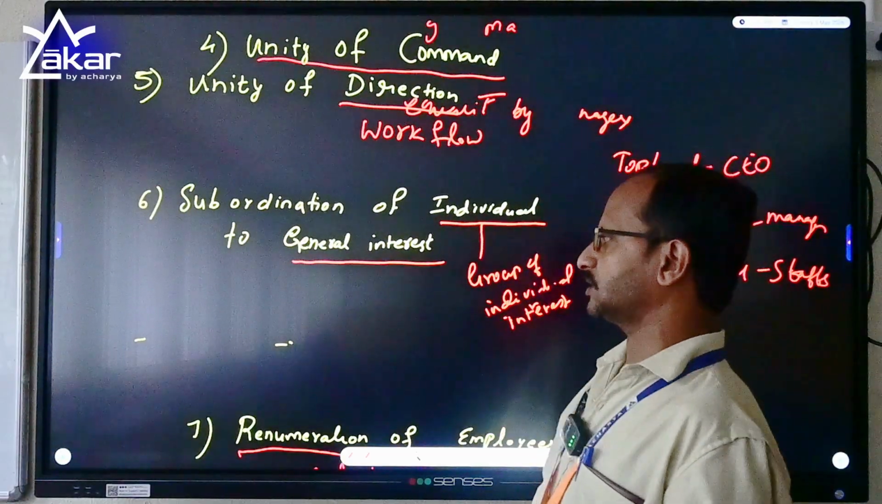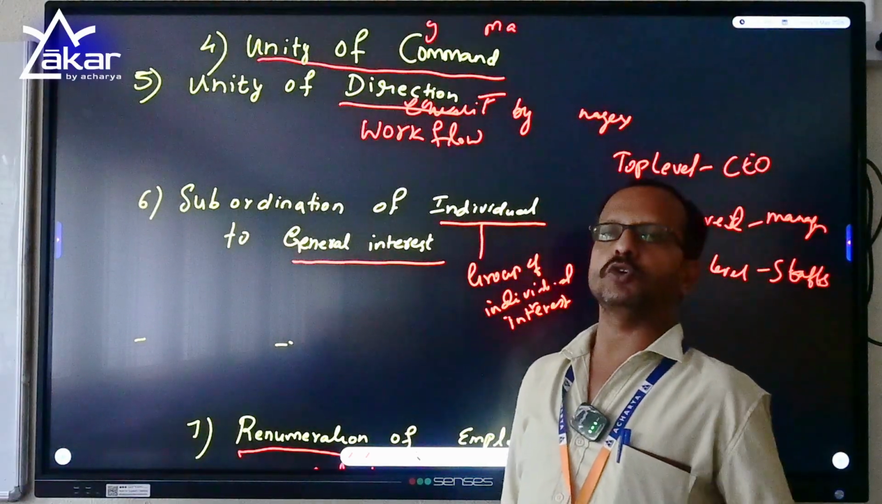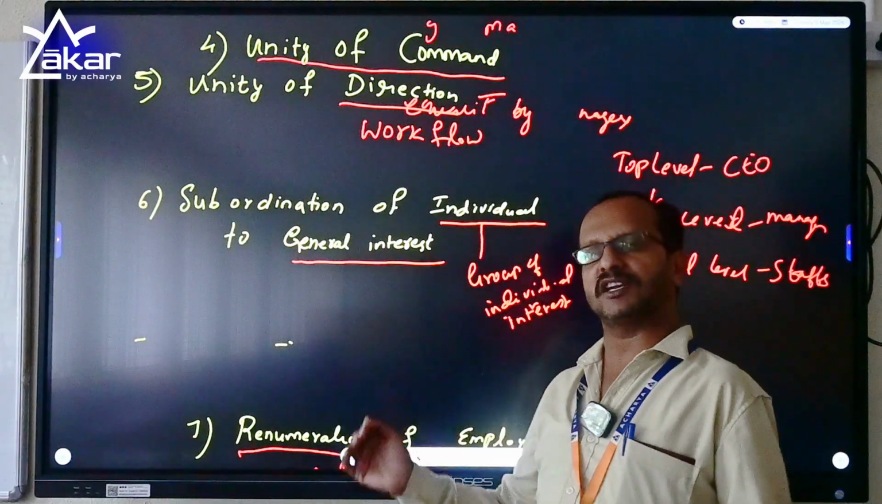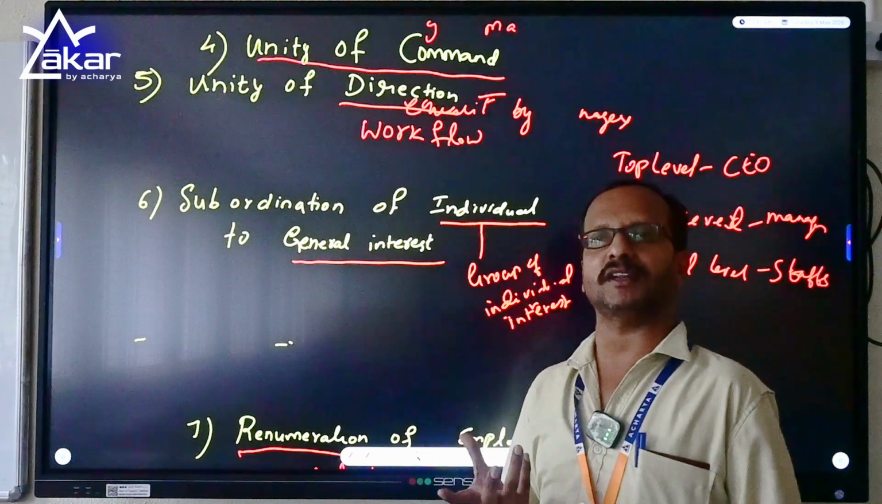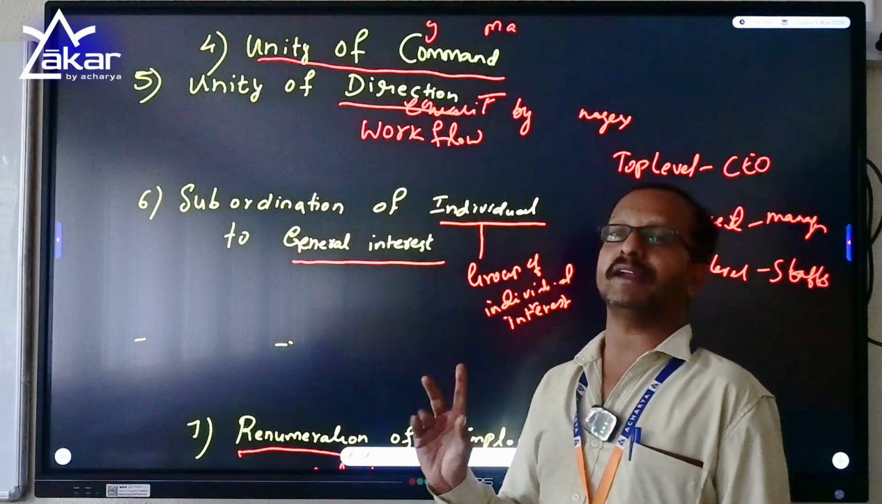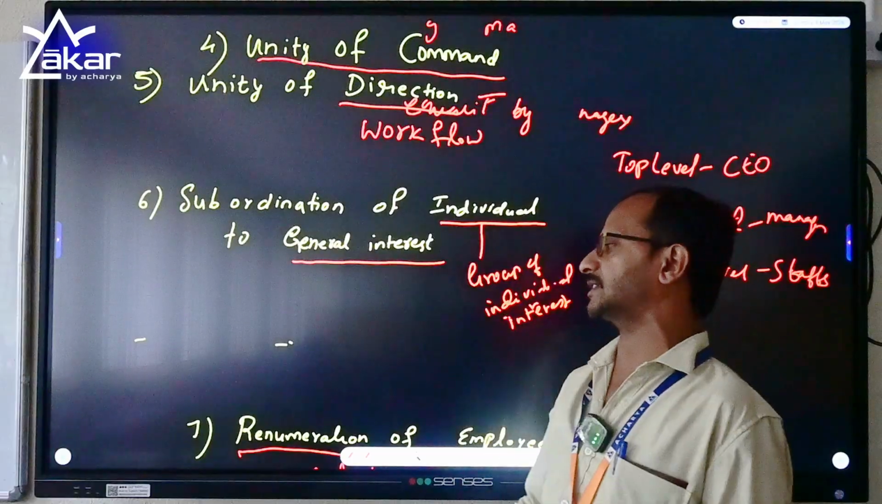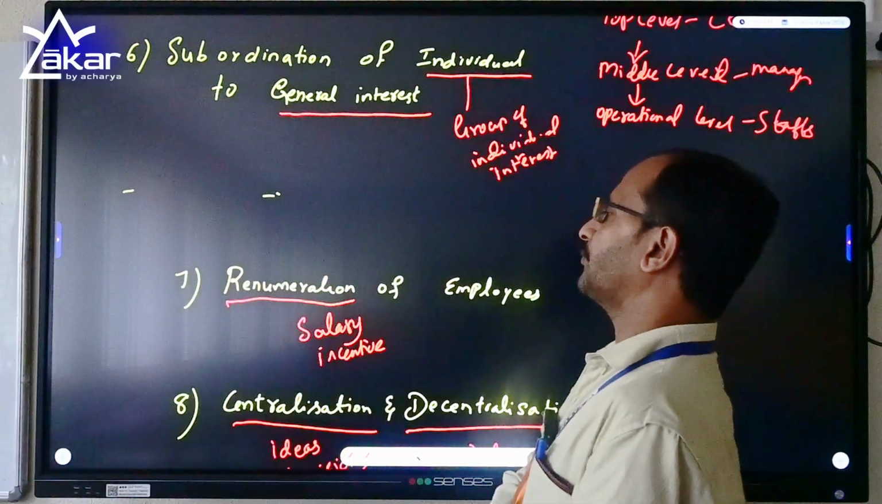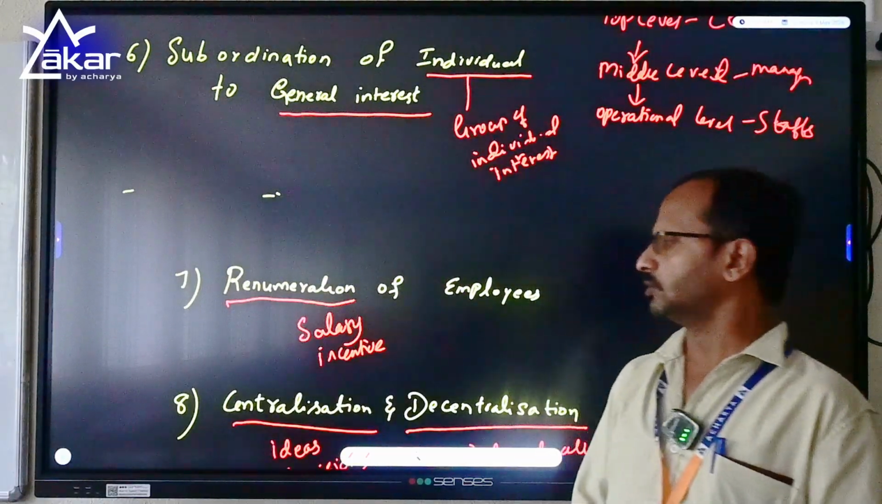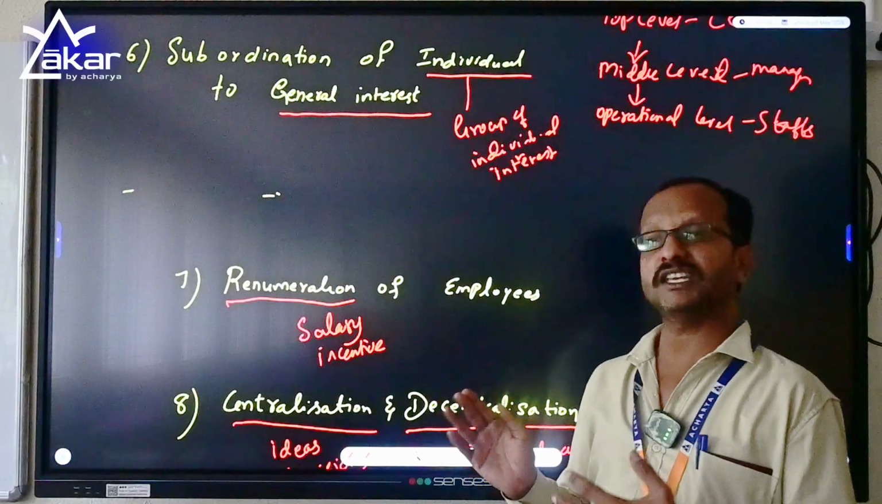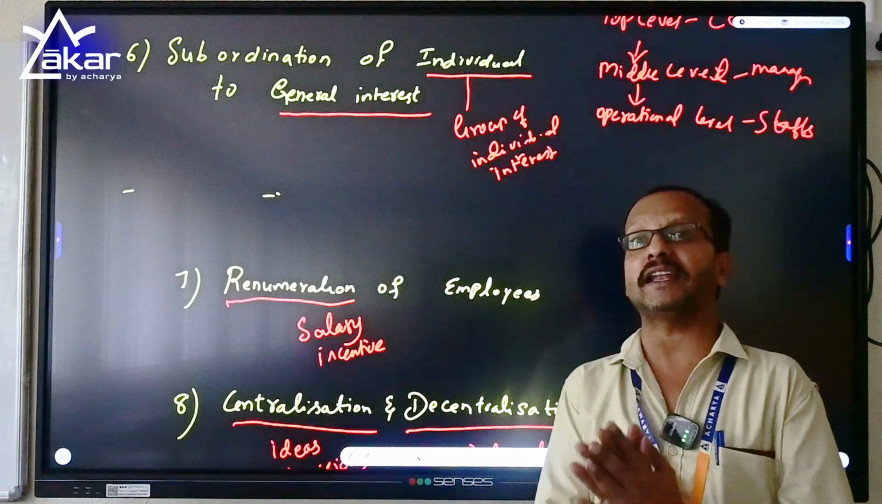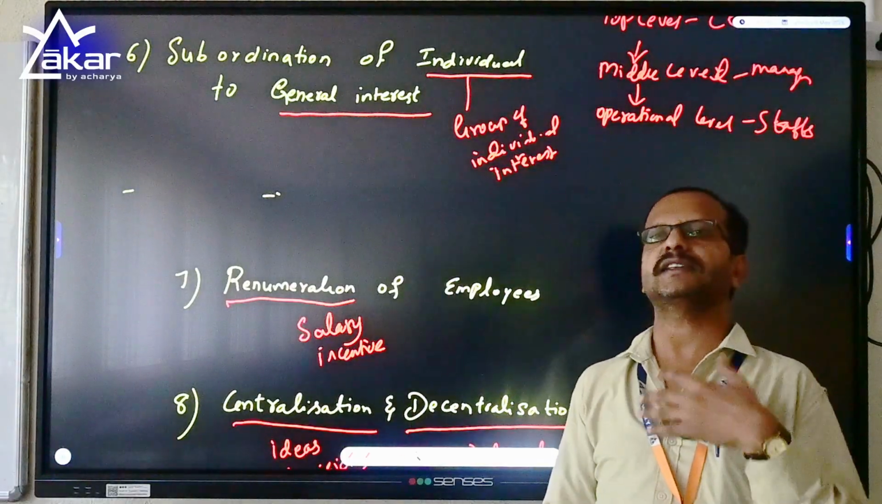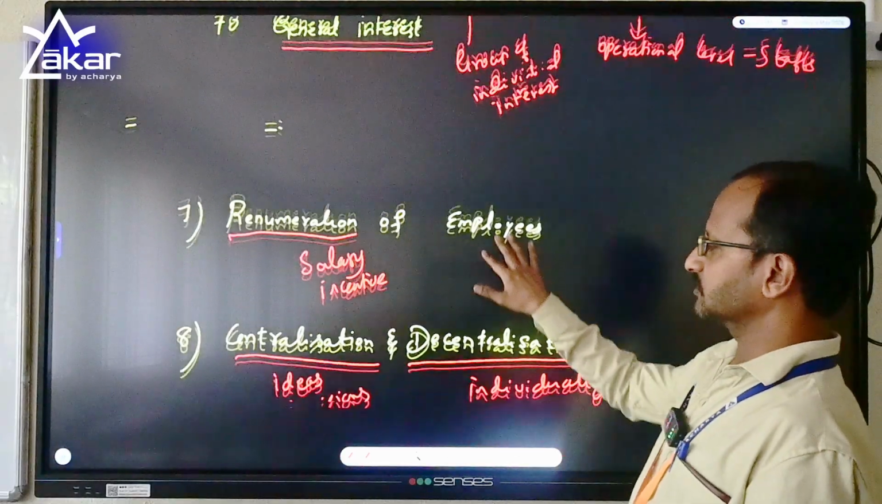Subordination of individual interest to the general interest. So each individual has to think that the interest of the individual should be a common interest which will not harm the management, and it will help or support the management. Remuneration of employees. Remuneration refers to the salary of the employees, which is very important, and it should be fair enough for both the organization as well as the employees too.